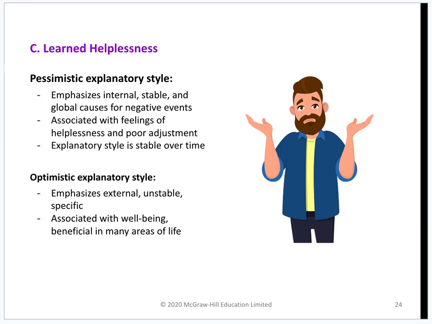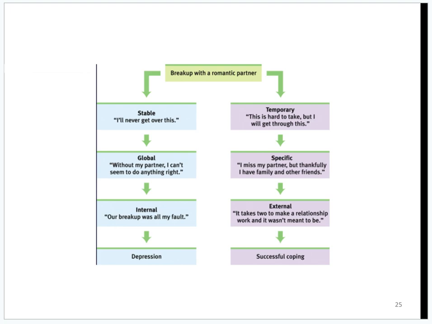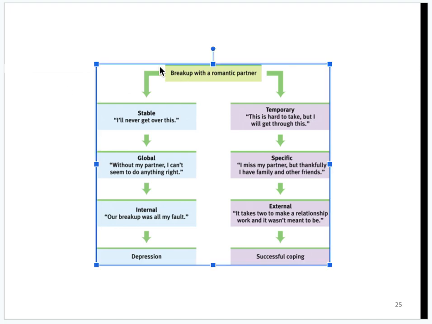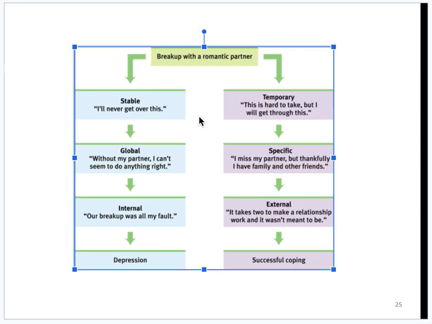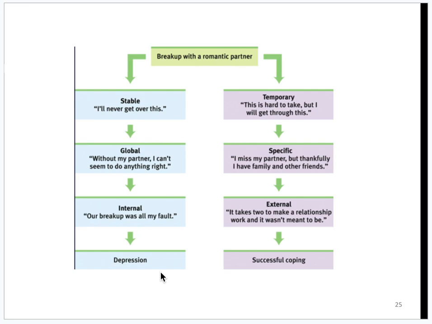So I've got an example here. You break up with your partner, and these are the outcomes: depression or successful coping. So you break up. Stable is, I'll never get over this. I'm going to die. Global: without my partner, I can't do anything right. I can't breathe. My life is over. Everything is a mess. Internal: the breakup was my fault. I did this. That equals depression.